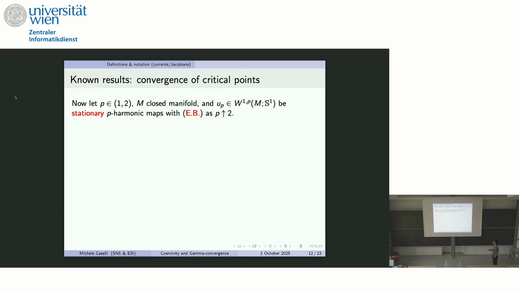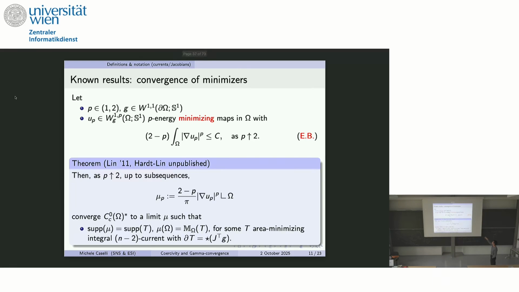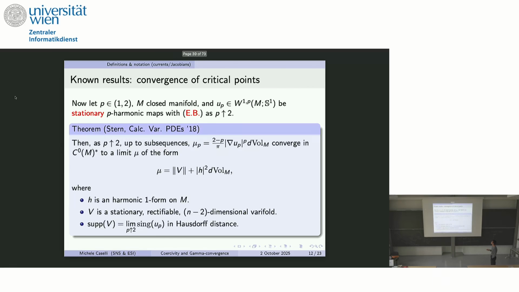So there is something known about the convergence of critical points. Fix p between 1 and 2, and M a closed manifold. You can even do this with prescribed boundary datum, but the paper I will cite here is for closed manifolds, so take it this way. Consider a sequence of W^{1,p} maps from M to S^1 that are stationary. Stationary just means critical points with respect to inner variations. Stationary p-harmonic maps for which the energy bound, this one, holds as p tends to 2.